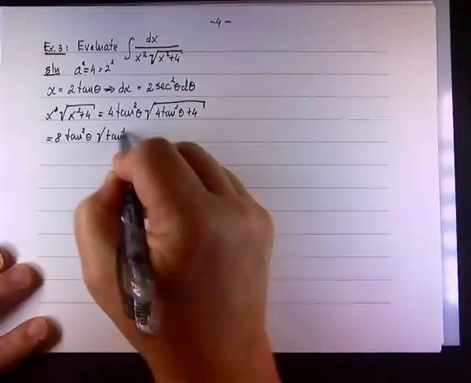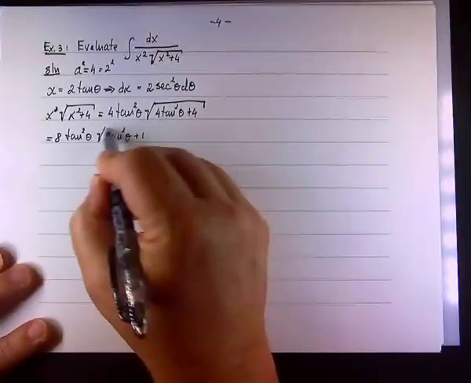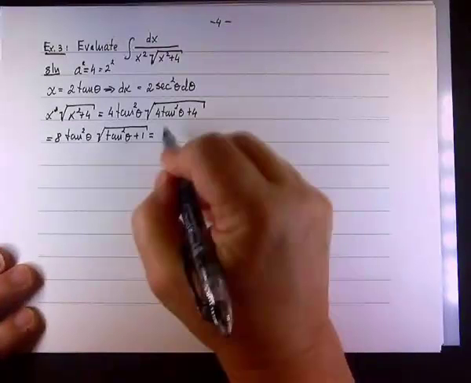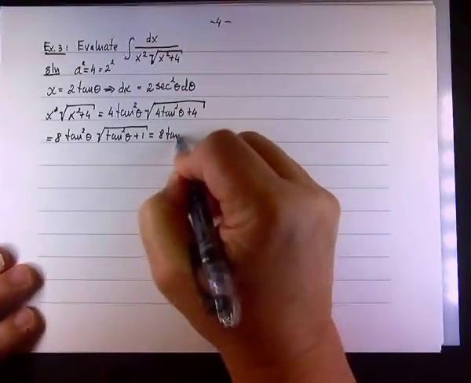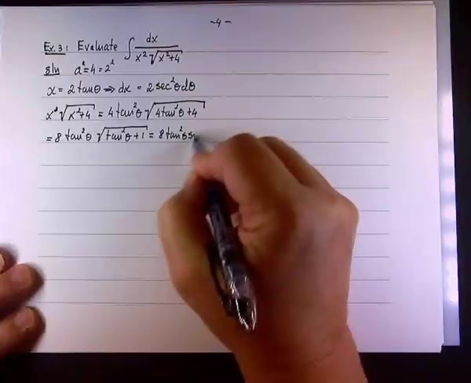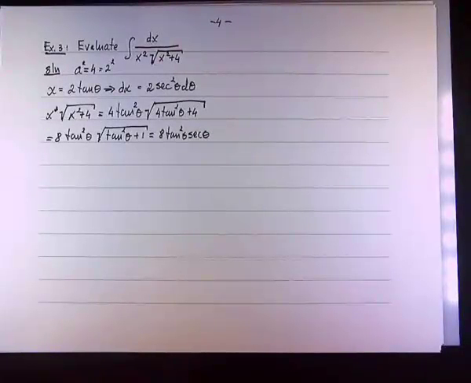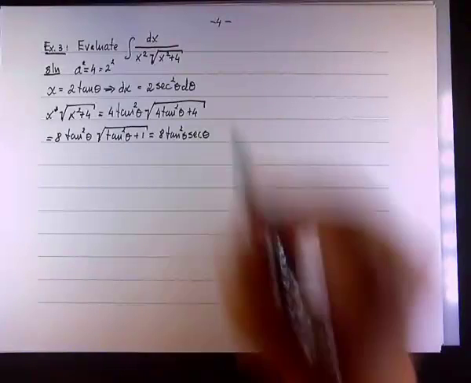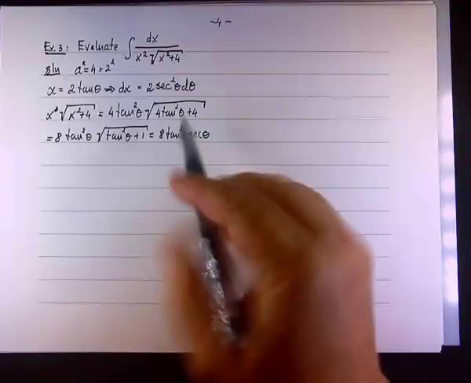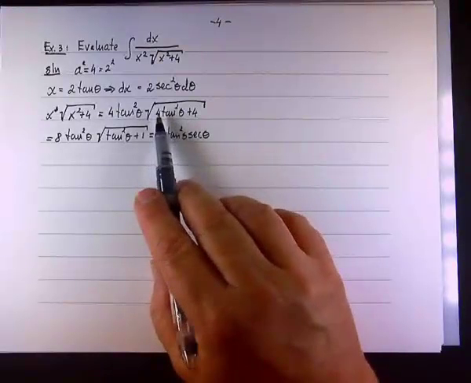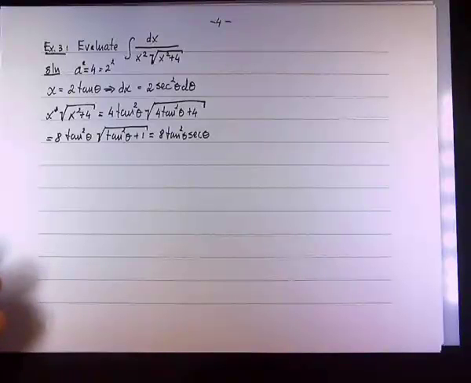And here we have the square root of tangent squared plus 1, which equals to what? Secant squared. So we end up having 8 tangent squared secant theta. Do tell me why 8. I'm factoring the square root of 4.